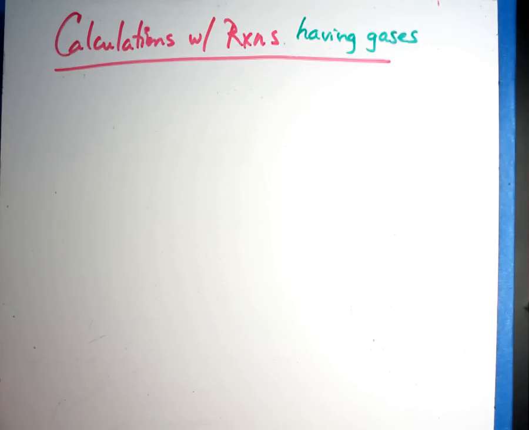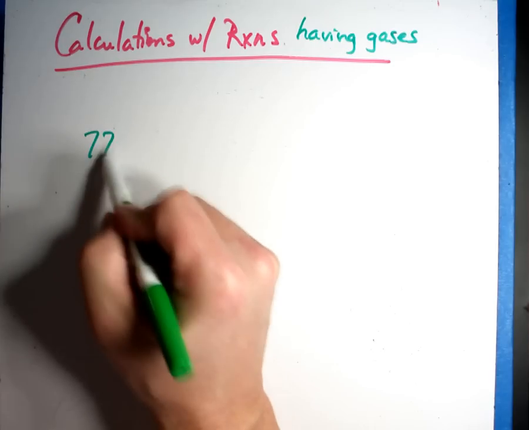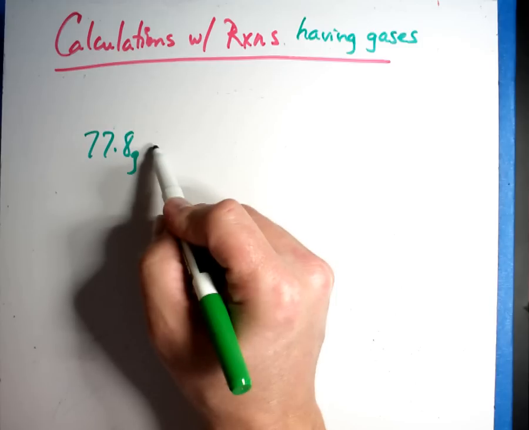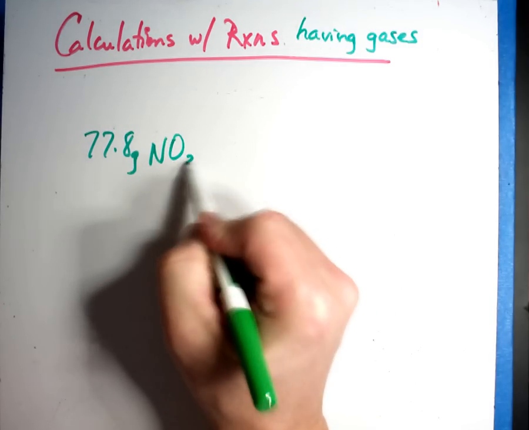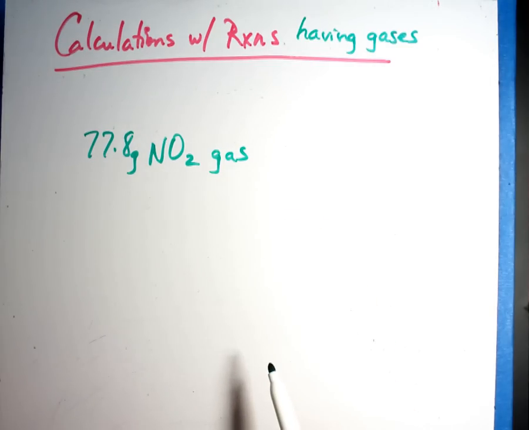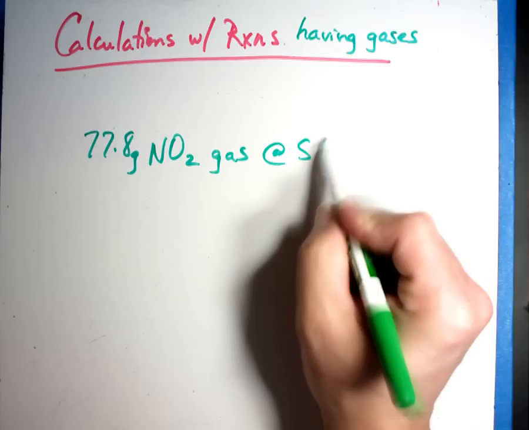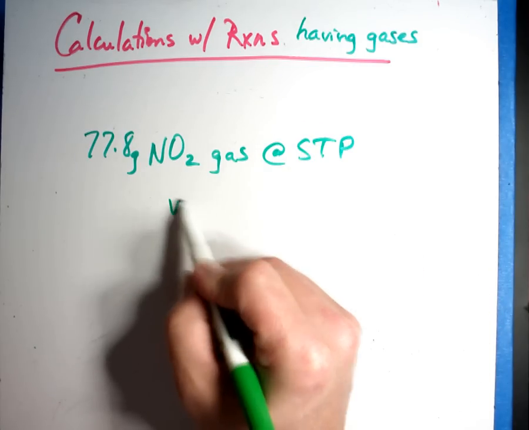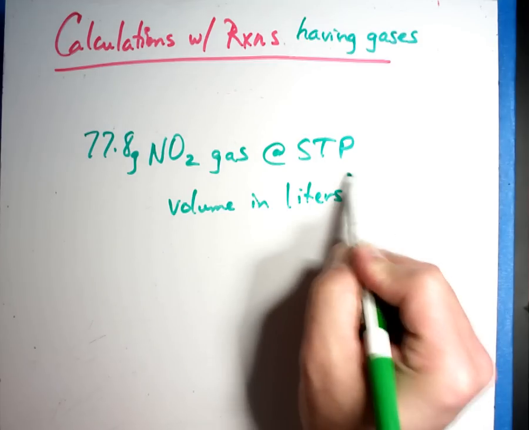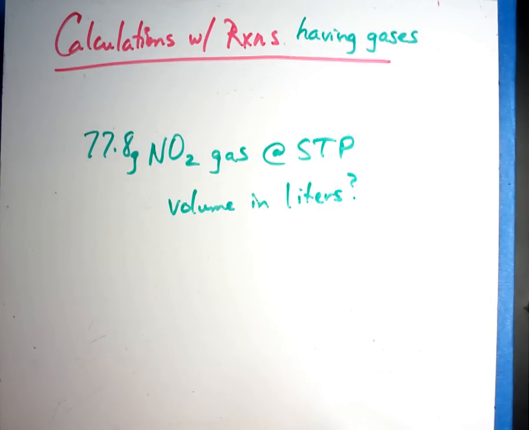Let's say you have one like this. You have 77.8 grams of nitrogen dioxide gas at STP. And you want to know the volume in liters. Alright, let's see if you can do this one on your own. It's sort of the reverse of the other. Pause the video, I'll come back in a minute, we'll work it together.